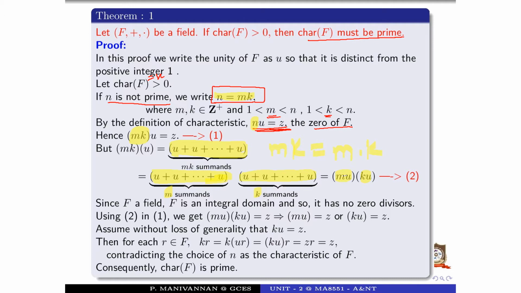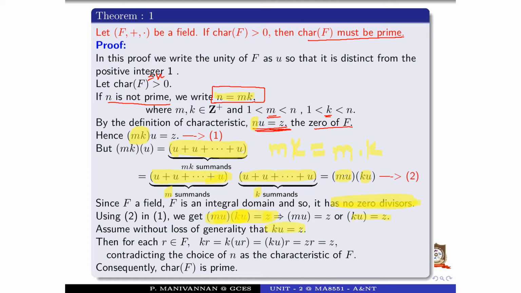Since F is a field, every field is an integral domain, and every integral domain has no zero divisors. Using 2 in 1, replace mk times u by mu times ku. So mu times ku equals 0. It has no zero divisors. Therefore, either mu equals 0 or ku equals 0 by the no zero divisors condition. Without loss of generality, let us assume ku equals z.